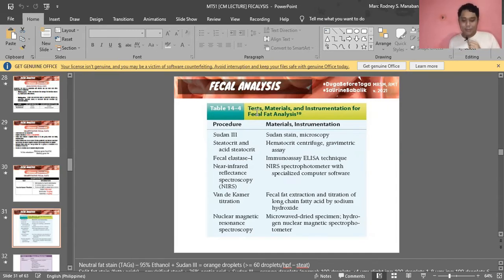Van de Kamer, katugyapon, titration, and nuclear magnetic resonance spectroscopy. Microwave ang imuhang specimen, i-microwave siya, and then you use a hydrogen nuclear magnetic spectrophotometer. Again, most of the procedures are very high-end, entail technical kayo and very expensive na machines. That's why your Van de Kamer is still being used routinely, because titration lang man siya. It doesn't really require that much of a lot of expensive machines and technicalities. Okay, all right. That's for fecal fat testing.